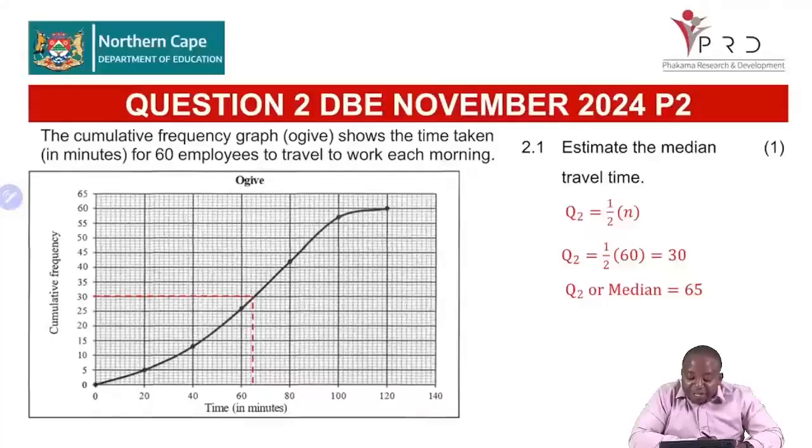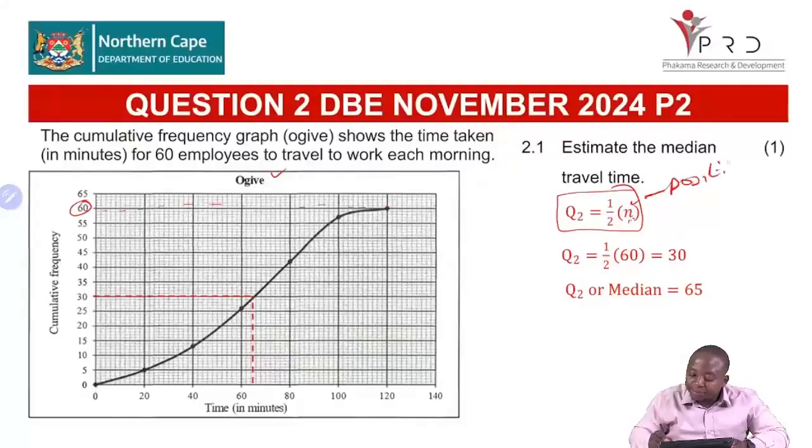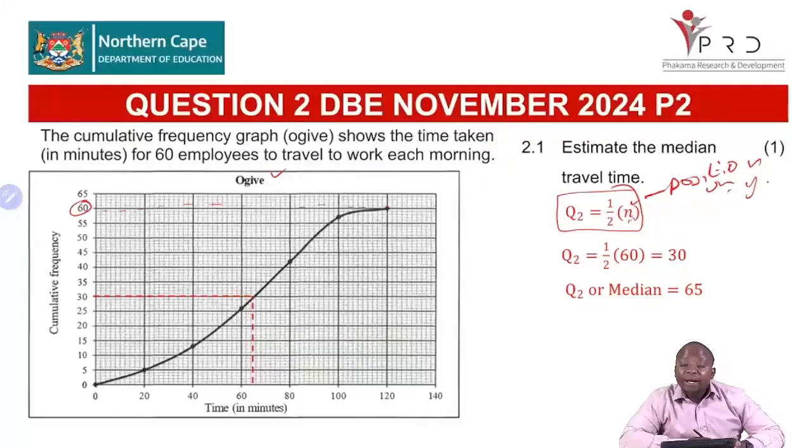To estimate the median, this is what we are going to do. We are going to find Q2 using the ogive, and the first thing we are going to say is Q2 equals 1 over 2 multiplied by n. What is n? N is our total frequency. So our total frequency in this case is going to be how much? The highest point there is going to be 60. So this formula will help me find the position on the y-axis in this case.